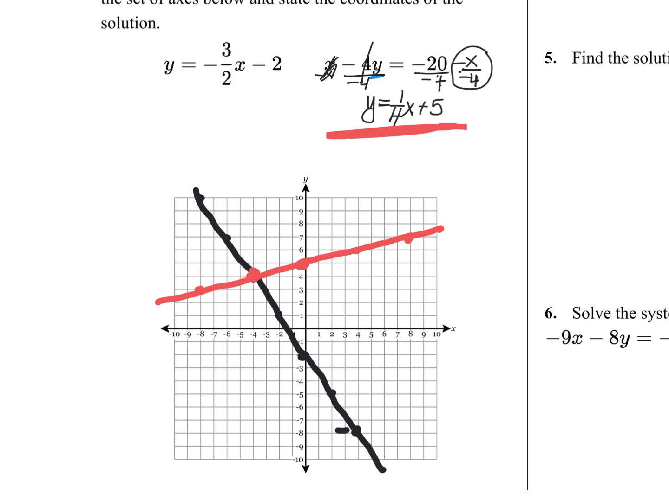And if we notice, we are intersecting our 2 lines at (-4, 4). So that's my solution. My x is -4 and my y is 4.